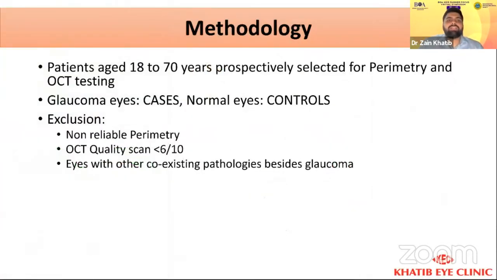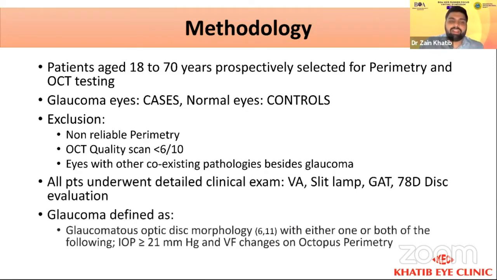So in our methodology, we prospectively selected patients between 18 to 70 years of age needing perimetry and OCT testing, and we classified them into glaucoma cases and normal eyes, which were controls. Any patients with non-reliable perimetry, OCT quality scan less than 6 or coexisting pathologies were excluded, and patients underwent detailed clinical and glaucoma examination. Glaucoma was defined as optic disc morphology with either visual field defect or IOP more than 21 or both.